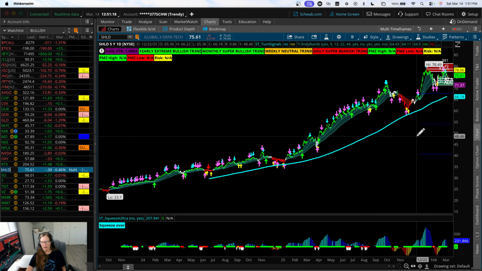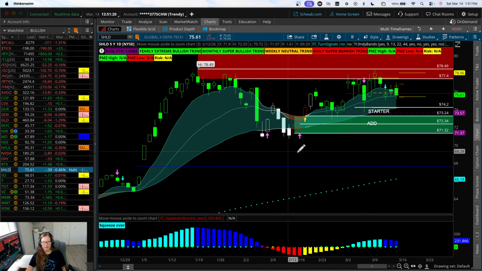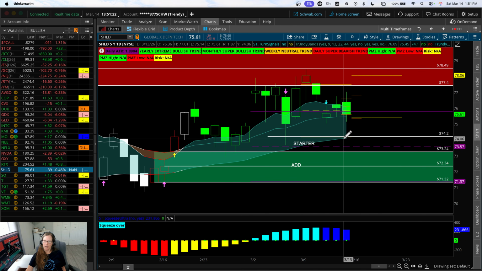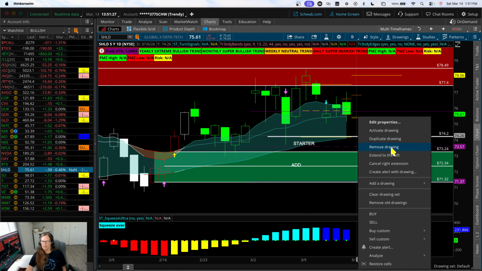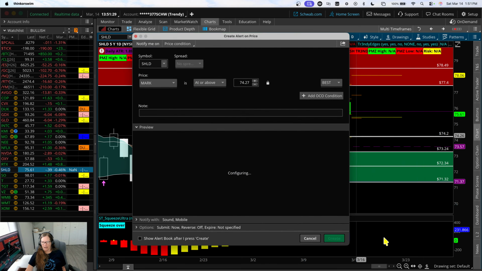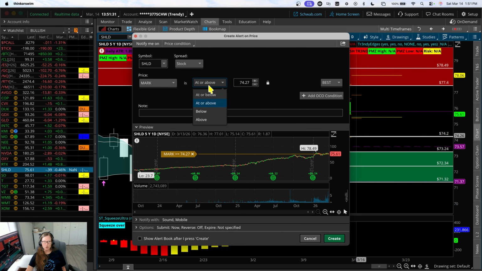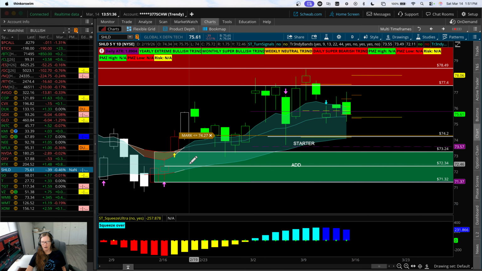SHLD is another name that is potentially a trade. I want an alert here back at 74.2-ish to watch price action there. My demand zone is this inside and up candlestick structure here on a 4-hour chart. The thing about this name is it's gotten very, very stuck in a range.